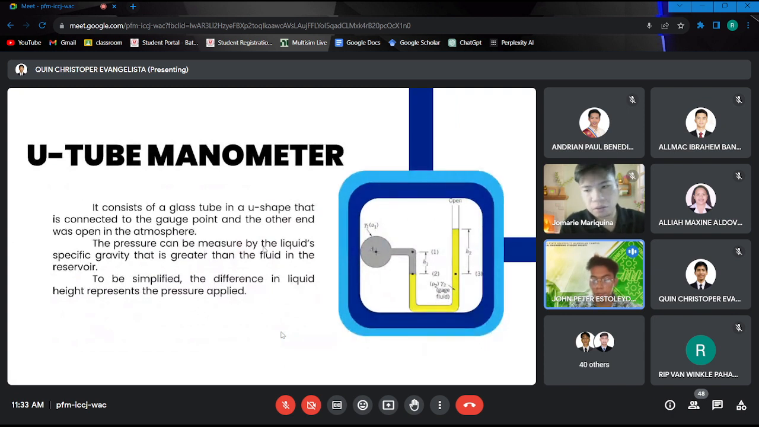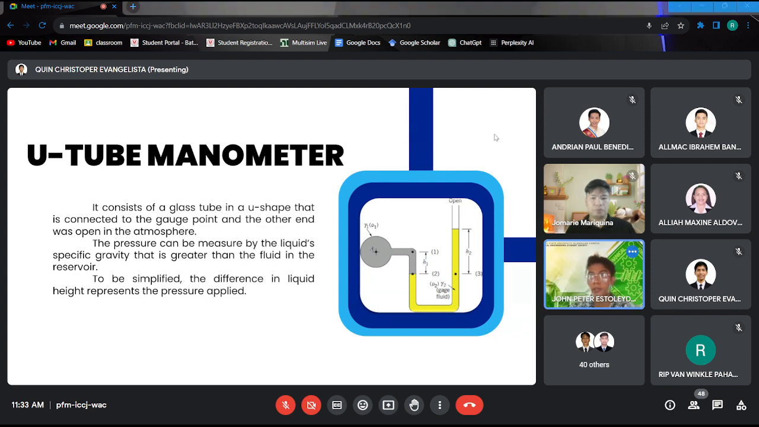To further explain, as the name suggests, a U-tube manometer is U-shaped, and the other column is open to the atmosphere. We measure the pressure applied by utilizing the height component that we are able to measure. Also, specific gravity is mentioned. We can use the specific gravity to identify the density of the liquid.